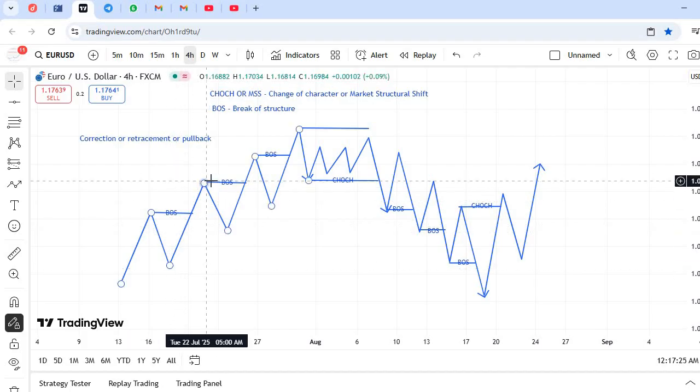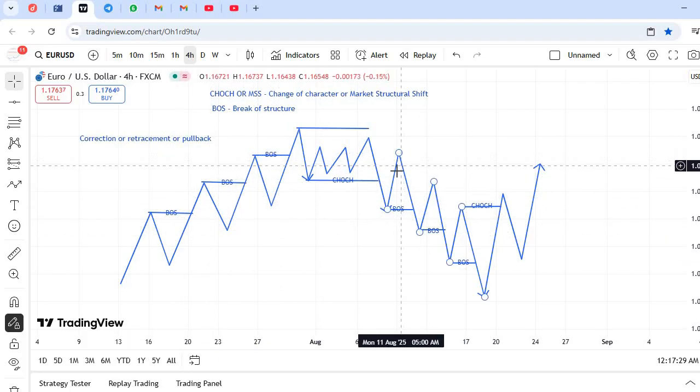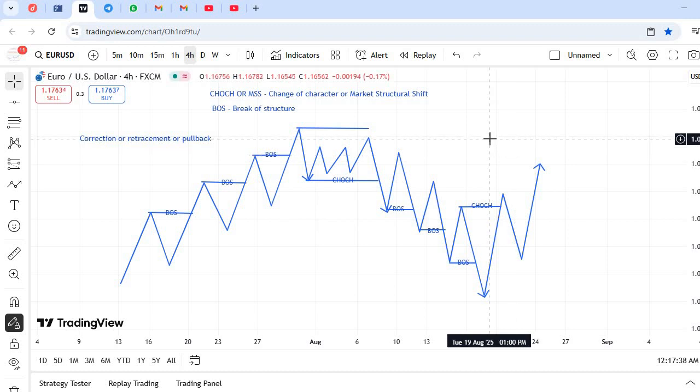So the pullback should always be what? At least 50%. But the reality is not always the case on the chart.